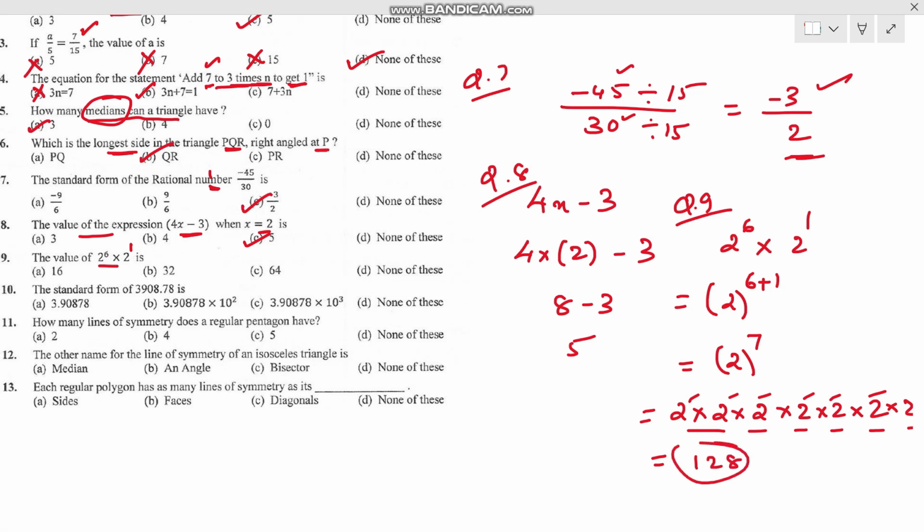And 128 is not there in any of these options A, B and C. So the correct option will be none of these.